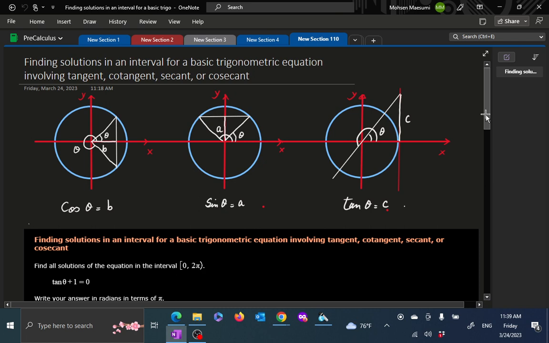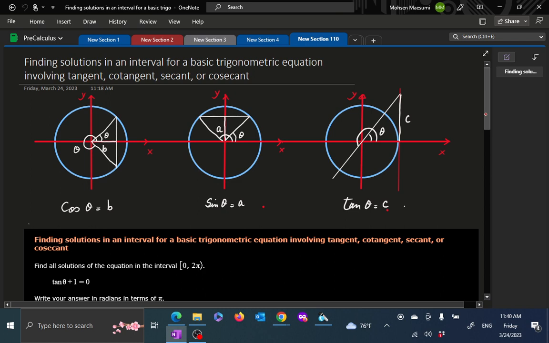Then you draw a vertical until you hit the unit circle. The two angles that you see formed here, these are the solutions. The cosine of either of these two angles is b, and both of them are between 0 and 2 pi.